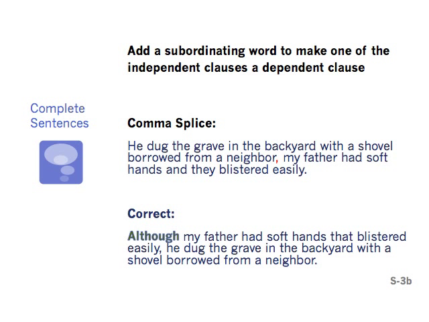Finally, a third method for editing a comma splice or fused sentence is to make one of the two sentences a dependent or subordinate clause. Here's an example. Although my father had soft hands that blistered easily, comma, he dug the grave in the backyard with a shovel borrowed from a neighbor.